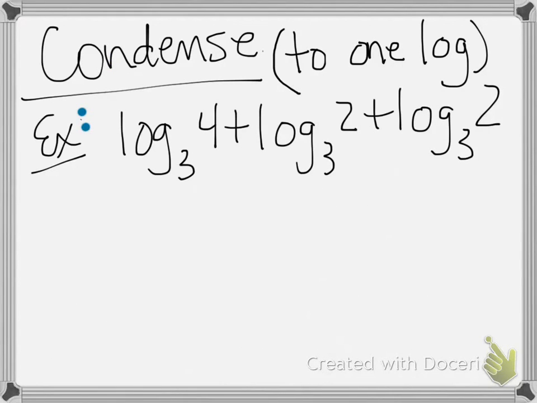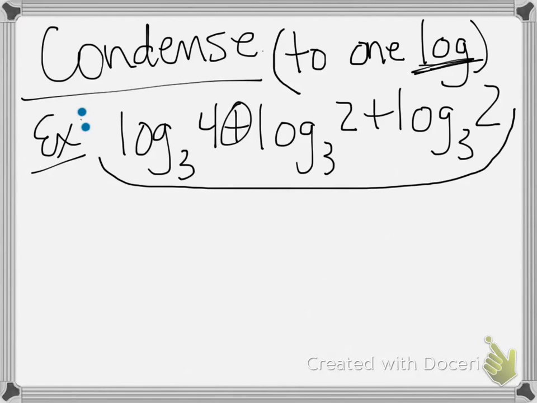Alright, what if it's already expanded? What can we do? Well, we can condense it. When you condense it, you're trying to make one single logarithm. So I'm trying to take this big problem and condense it down to one simple logarithm. First of all, they're all base 3, so log base 3 of 4 plus log base 3 of 2 plus log base 3 of 2. Addition becomes multiplication.